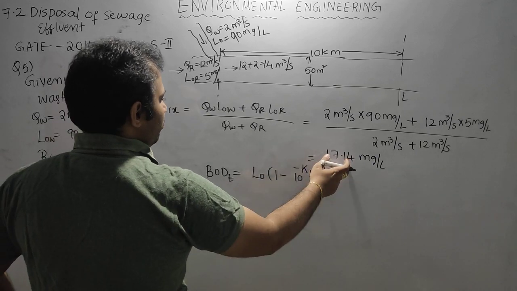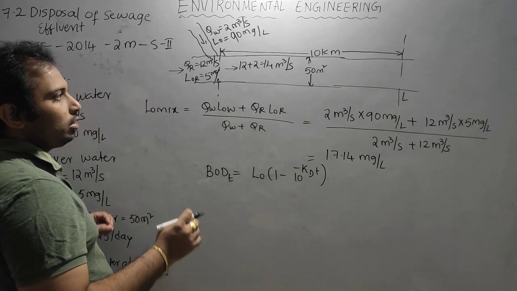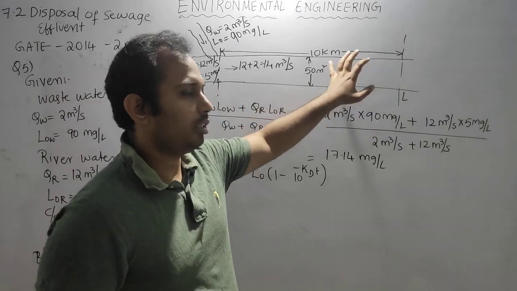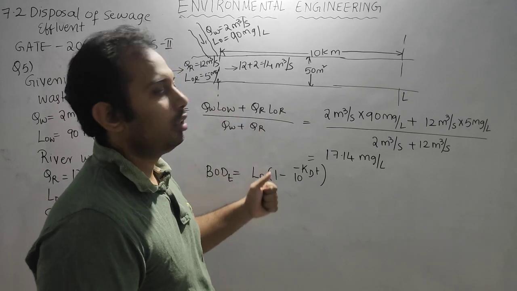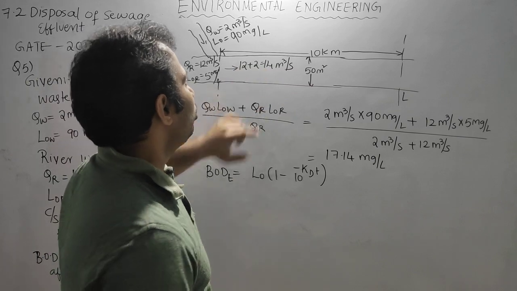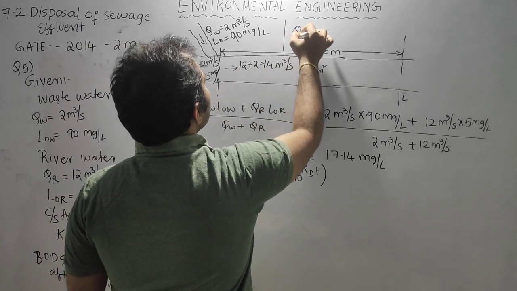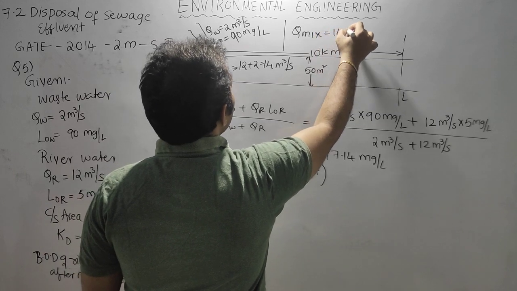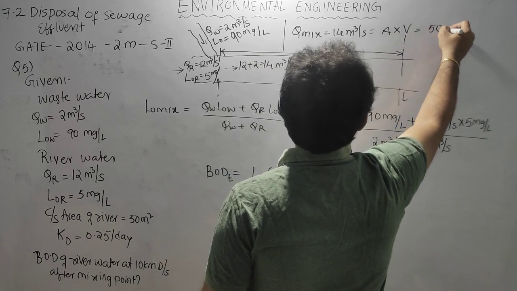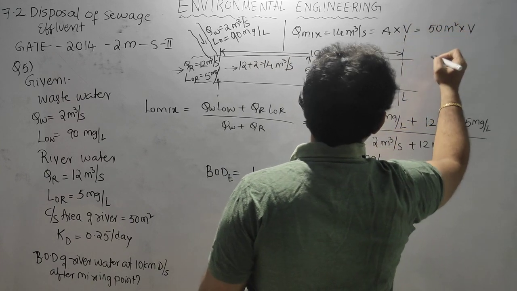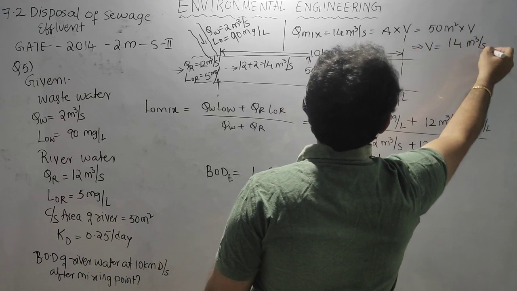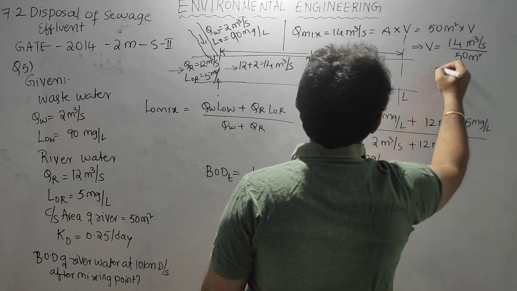So we know L0, we know kd, it is also given. What we need is T, time. The river is traveling from this section to this section. The distance is known. If you know the velocity, we can find the time. Velocity we can get from Q. So Q mix is equal to 14 meter cube per second, which is equal to area into velocity of the river, which is 50 meter square into velocity of the river. That implies velocity of the river is equal to 14 meter cube per second by 50 meter square.